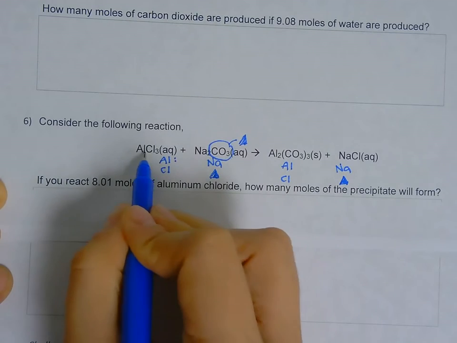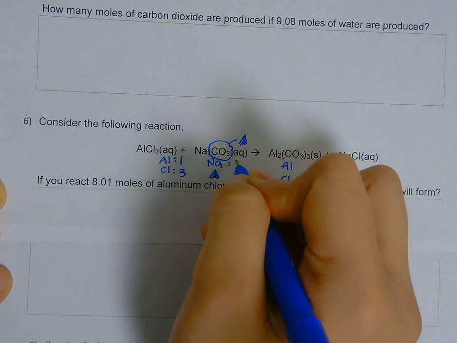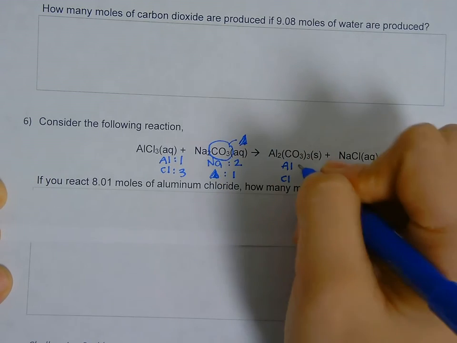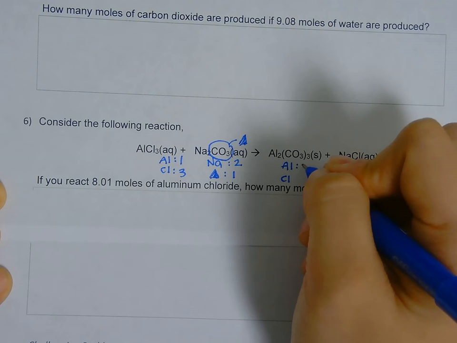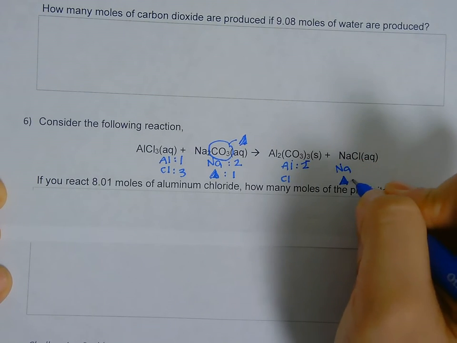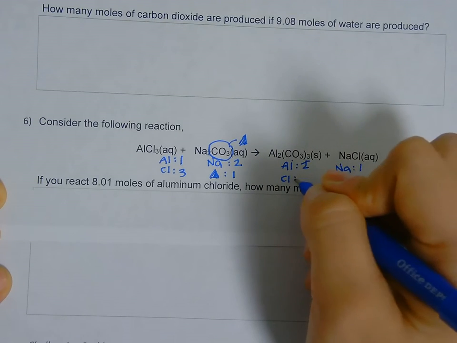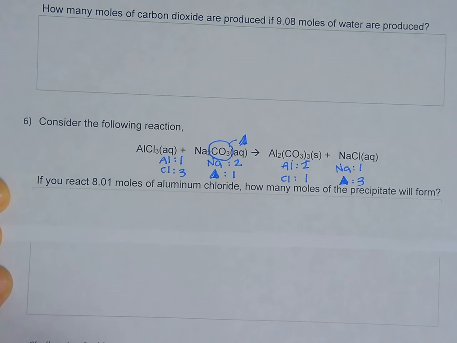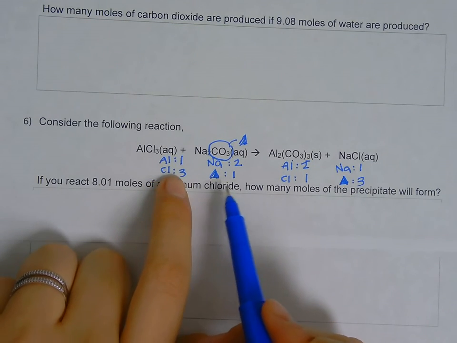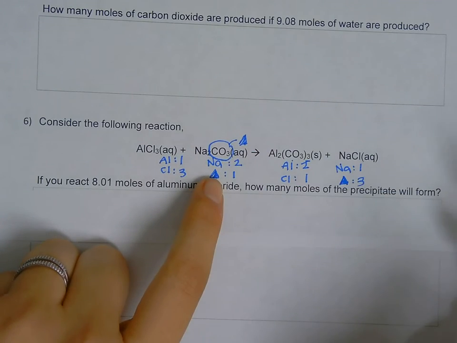On my reactant side, I have 1 aluminum, I have 3 chlorines, 2 sodiums, and just 1 triangle. Product side, I have 2 aluminums, I have 3 triangles, I have 1 sodium and 1 chlorine. So obviously these are not balanced, like these are a lot uneven. So let me start with the triangles, because this is all trial and error, right?